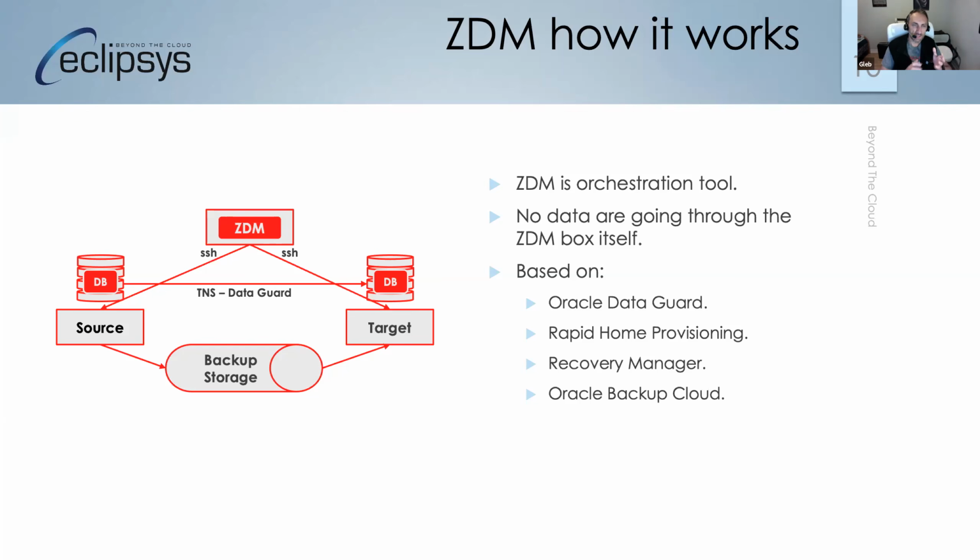The data are not coming through the ZDM box at all. What you need from the ZDM box is an SSH connection to source and target. That is enough to migrate. The tool is based on proven and long-known technologies. It is Oracle Data Guard, Rapid Home Provisioning, Recovery Manager, Oracle Backup Cloud. Not too much more than that do you really need to migrate your Oracle database.